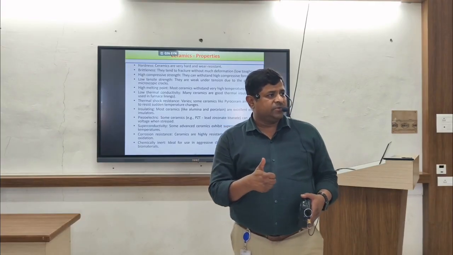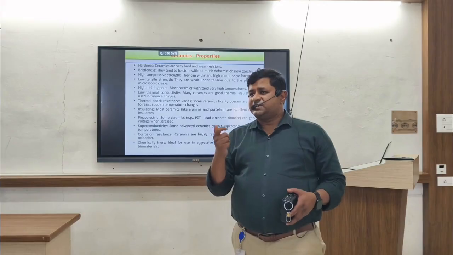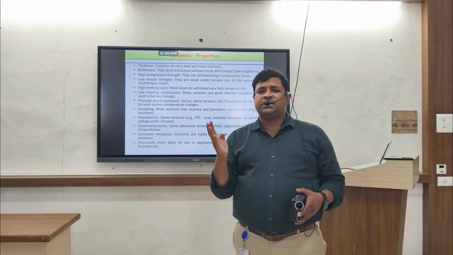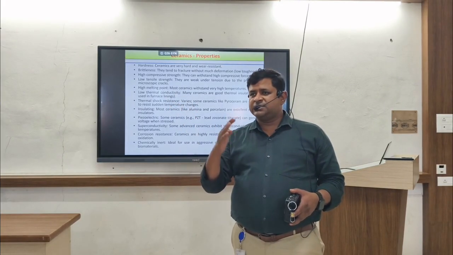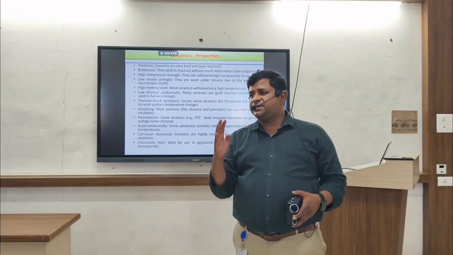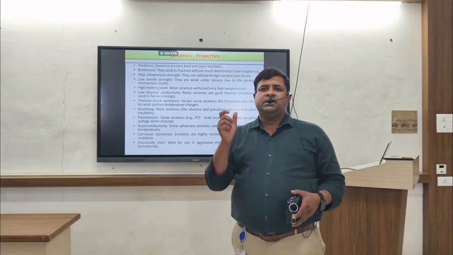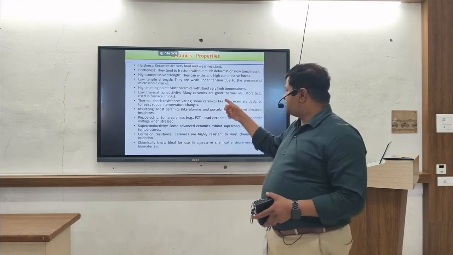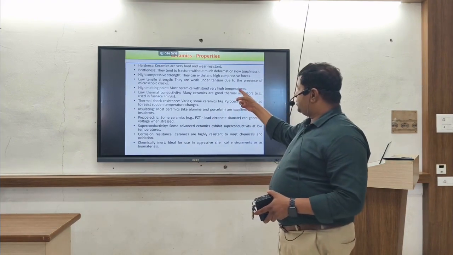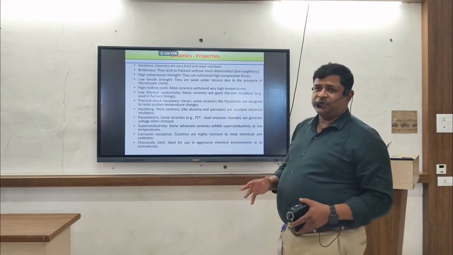Like हमने cast iron के बारे में भी देखा. Cast iron has very high strength because the carbon content ranges from 2% to 4.3%. So as carbon increases, hardness increases, brittleness increases, but at the same time compressive strength also increases and tensile strength decreases. So they also have good compressive strength, low tensile strength, high melting point.